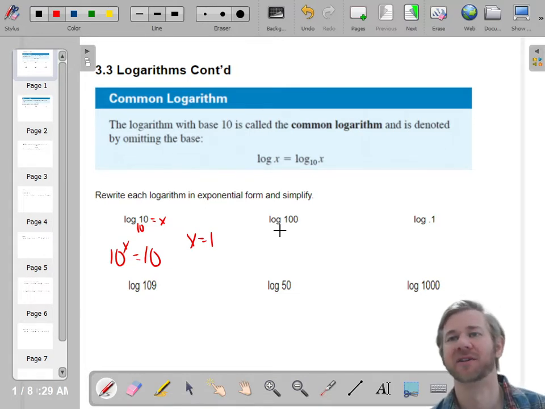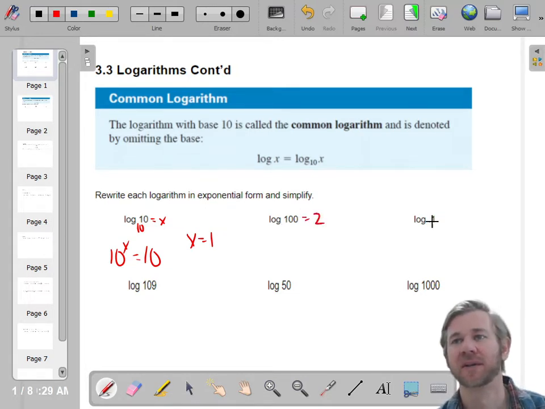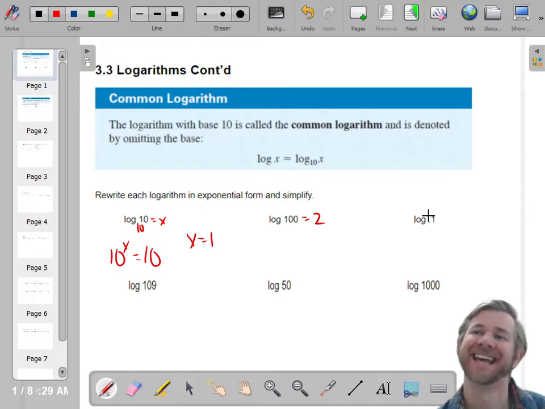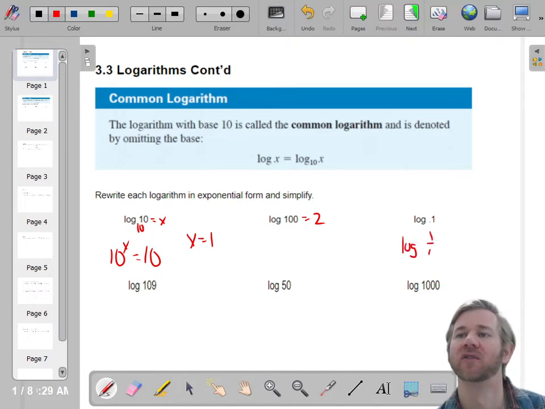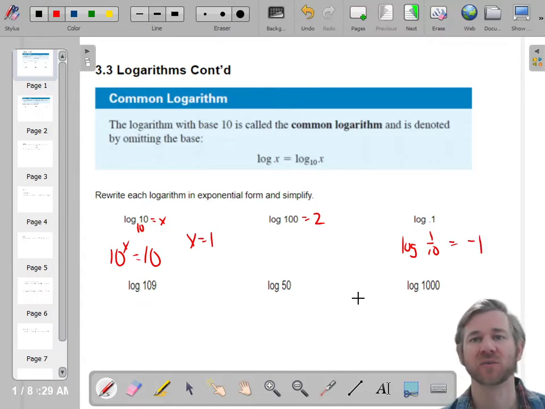10 to the what is 100? 2. What about 1/10? That's 1 over 10, so that'd be 10 to the negative first. 10 to the negative first is 1/10.